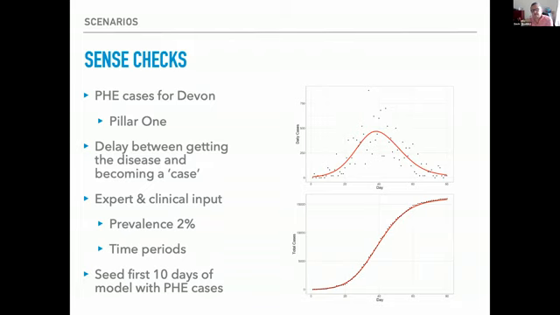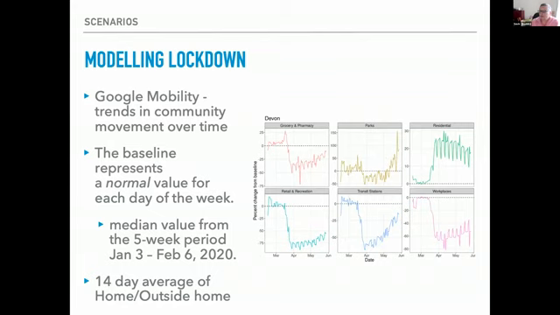We've done some extensive case studies in Devon, where we compared our outputs, or at least set up our outputs based on, at the time, what was pillar 1 cases, and then we had a lag to try to work out when the actual infections might have happened. Unfortunately, I've not got too much time to elaborate on this.